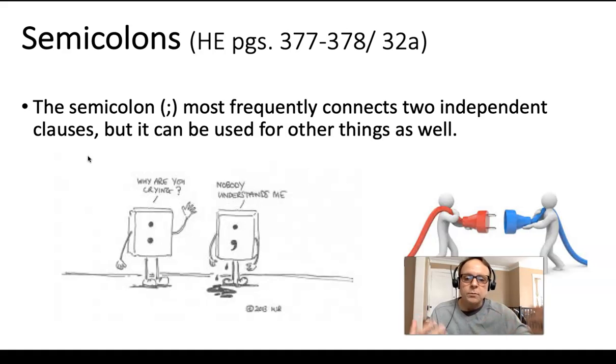And so each one of those parts is an independent clause because it has a subject, verb, and a complete thought. If we want to connect those because they're related, a semicolon would be one possible way to do that. We also have comma, FANBOYS. You might remember me talking about that before, or what's called a comma conjunction. But a semicolon, one of the most frequent things it does is connect two independent sentences.